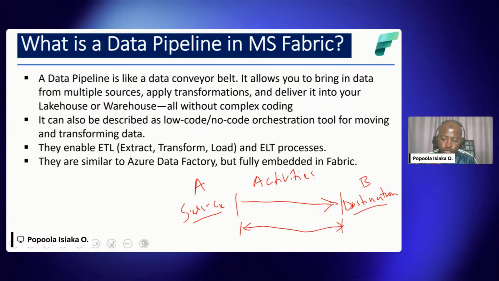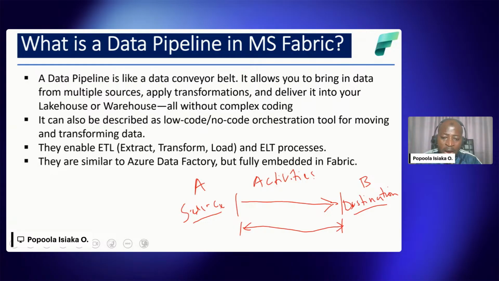Now, there are three things that we use a data pipeline for. We use it for data movement, we use it for data automation, and we use it for data transformation. Automation, transformation, and data movement.